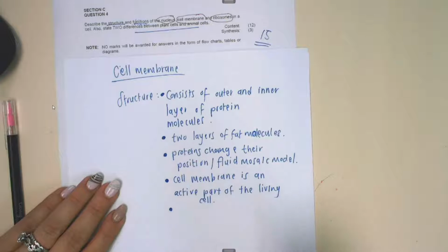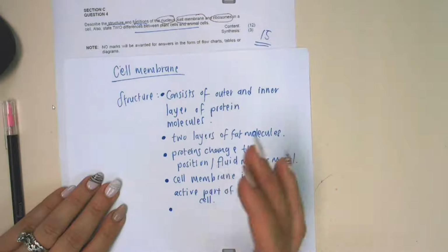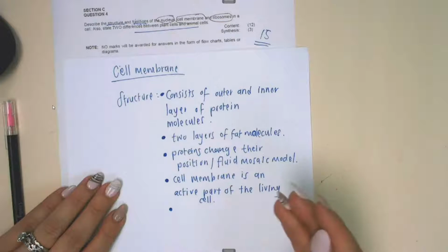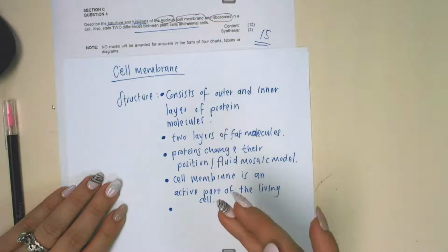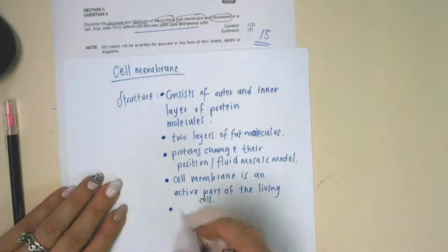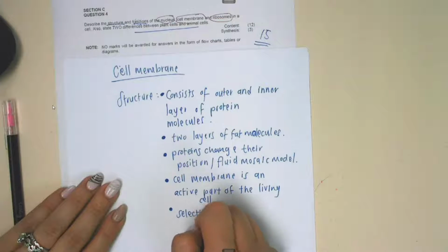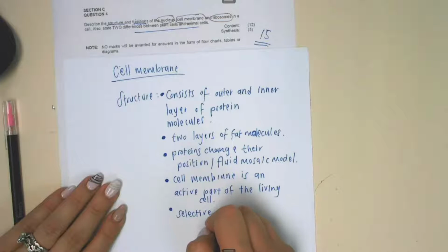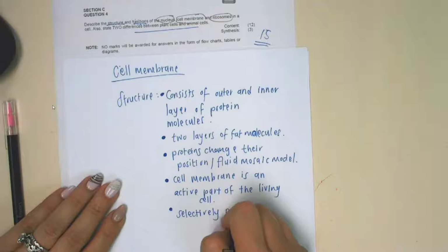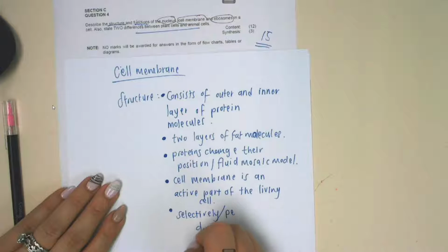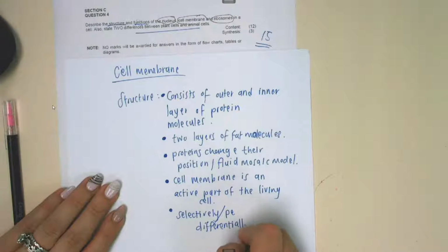And then you can also say it is selectively or differentially permeable. What does that mean again? It always only allows certain things to exit and enter the cell. So it is selectively or let's say differentially permeable.